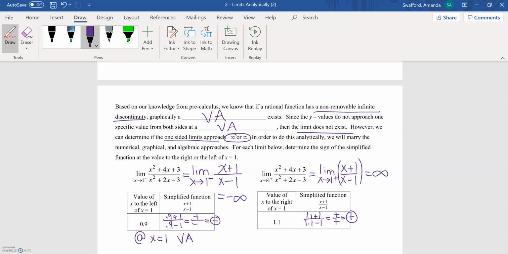So for both of these examples, the one from the left and the one from the right, the limit as x approaches 1 of f of x still does not exist. But because these limits are one-sided, we want to give a more descriptive answer, so that's when we test values.